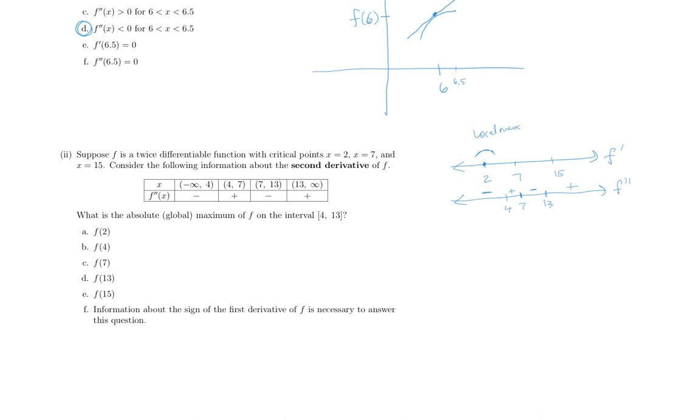And then at 7, it changes concavity, so we're not quite sure what happens there. At 4, it's concave up. Then at 7, it switches to concave down, and then at 13, it switches to concave up. So we know that 15 is a local min. This is probably neither. Okay, so we know that there is a local max at 2, so it could be going something like this, and then having a local min.